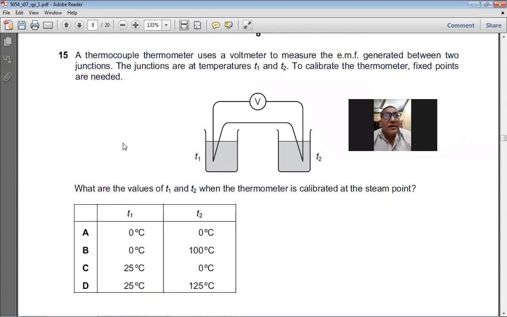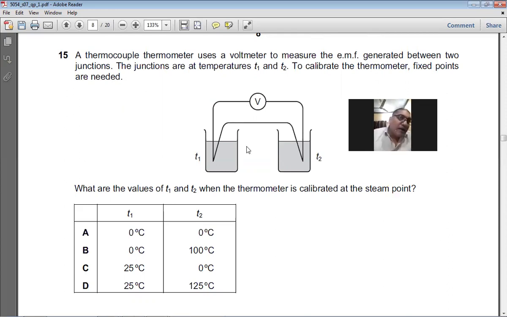A thermocouple thermometer uses a voltmeter to measure the EMF generated between two junctions. The junctions are at temperatures T1 and T2. To calibrate the thermometer, fixed points are needed. What are the values of T1 and T2 when the thermometer is calibrated at the steam point?